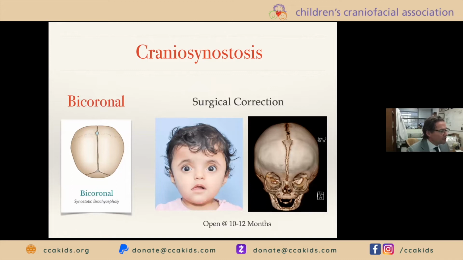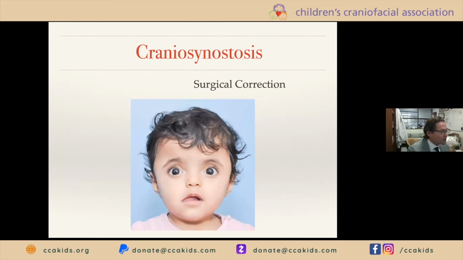Bicoronal craniosynostosis, when both of the sutures up above the eyes are fused early, what you see is you get a very tall orbit, and it makes the eyes look very wide because the orbit is very tall, and then the forehead is very flat. So the way I do these is open at 10 to 12 months because I know I can get a nice correction. And like I said before, I think there are some folks who do this endoscopic as well.